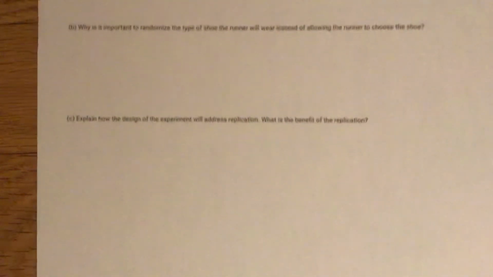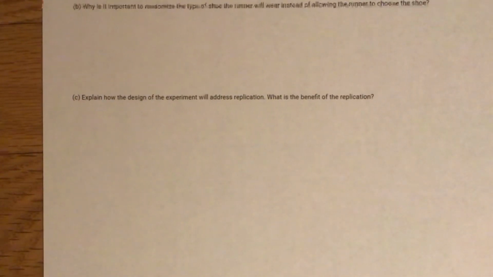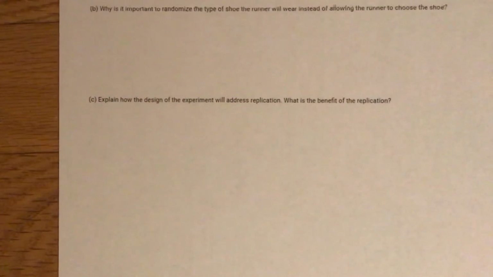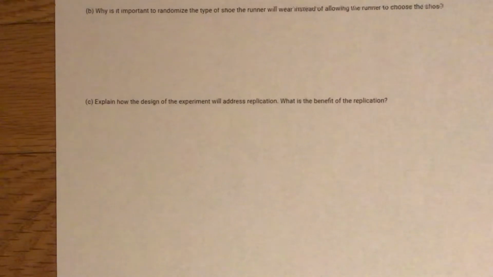All right. And then part C, explain how the design of the experiment will address replication. What is the benefit of the replication? So replication is just doing the thing over and over again. There are two types of replication. There's replication within the experiment, which just means doing it to a lot of subjects. There's also the ability to replicate the experiment outside of itself, meaning if I did the experiment and gave you the directions, you could do the experiment again.